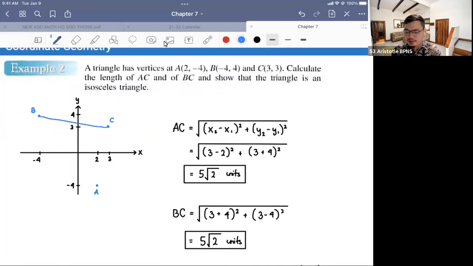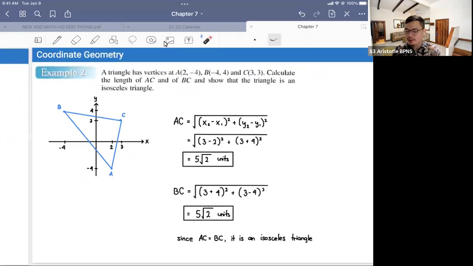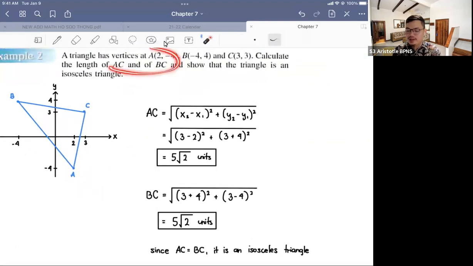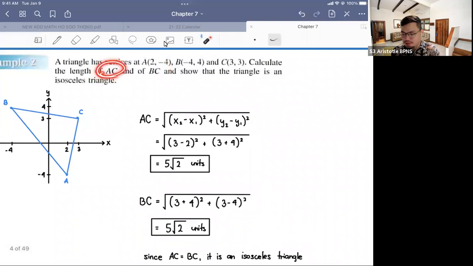This illustration is not required anymore on this question because you can basically answer this without having to draw the triangle. Okay, all right. Now, what do we need to find? We need to find the length of AC and BC. So AC is this. Point A is my x sub 1, y sub 1. Point C are my x sub 2 and y sub 2.